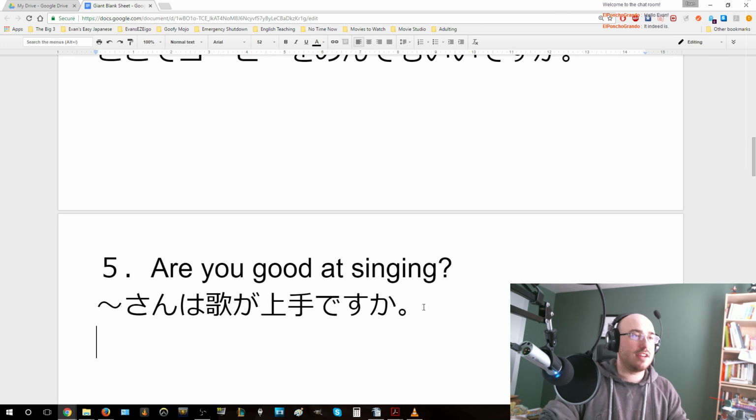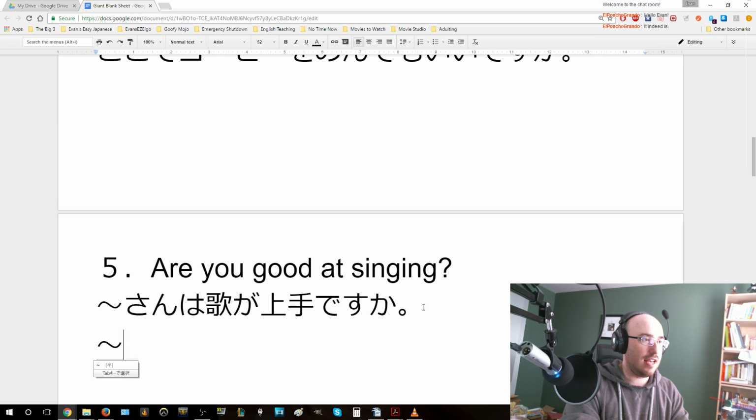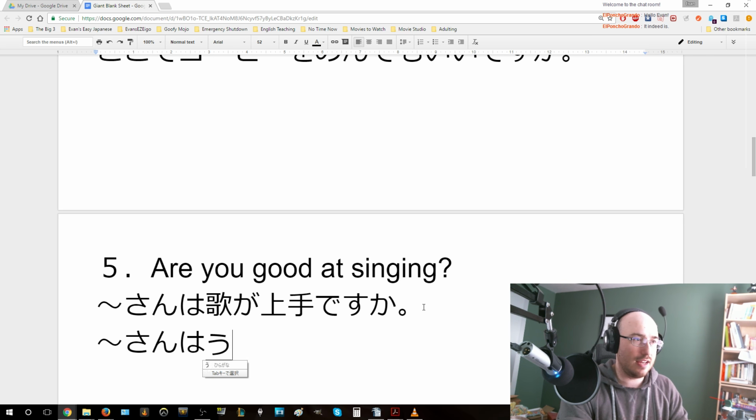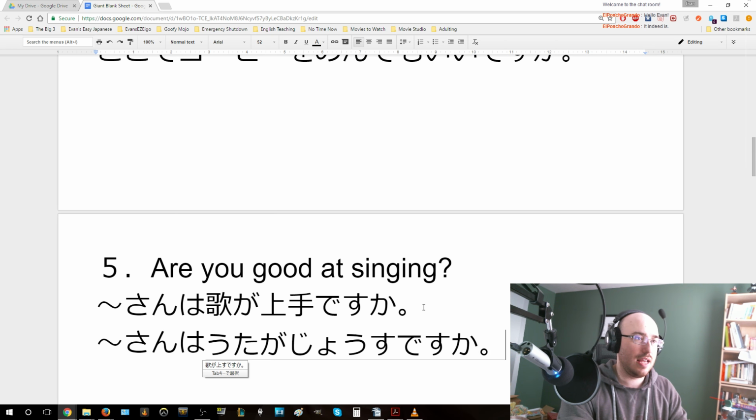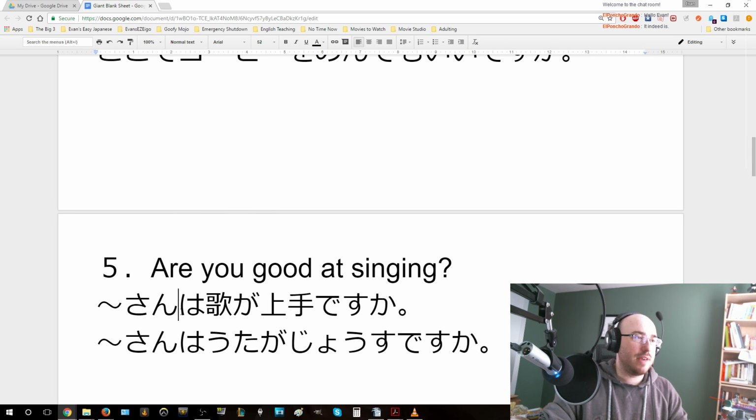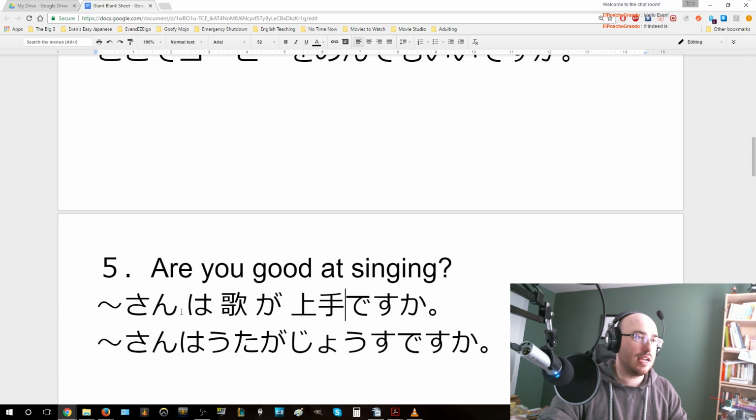So the next one is, are you good at singing? We have blanks on wa. You already know what I'm going to say about the san. Uta ga jozu desu ka? Alright, let's put the spaces in. Blanks on wa. Uta ga jozu desu ka?